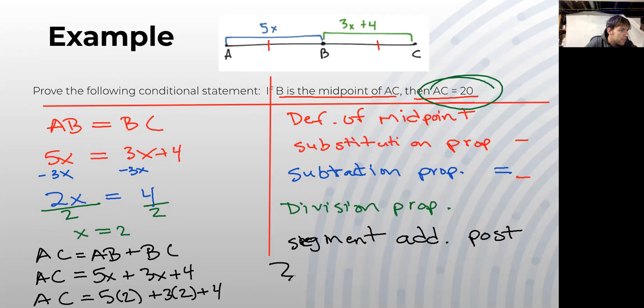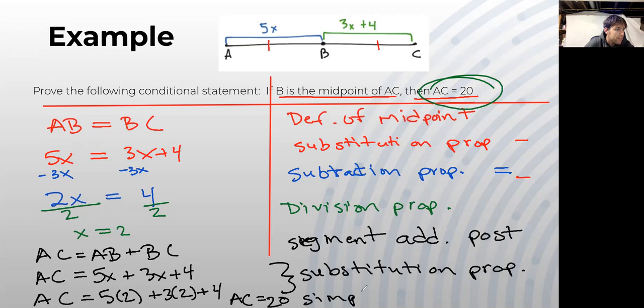Both of these two steps are using the substitution property. Right? I substituted in these expressions here for that. And then I also substituted in a number for x because we just solved for x right there. And then just with a little bit of simplifying, if we evaluate this whole thing, we end up with 10 plus 6 plus 4. We get 20 after some simplifying.